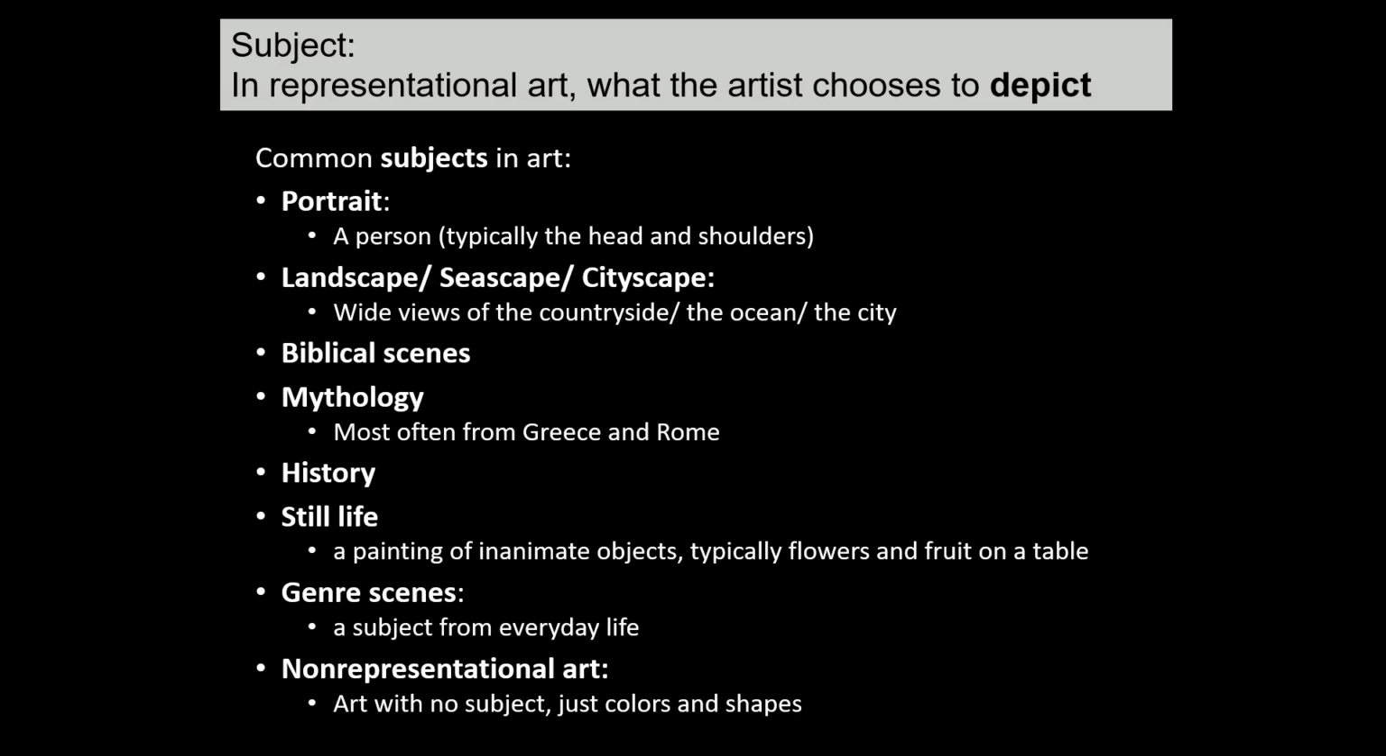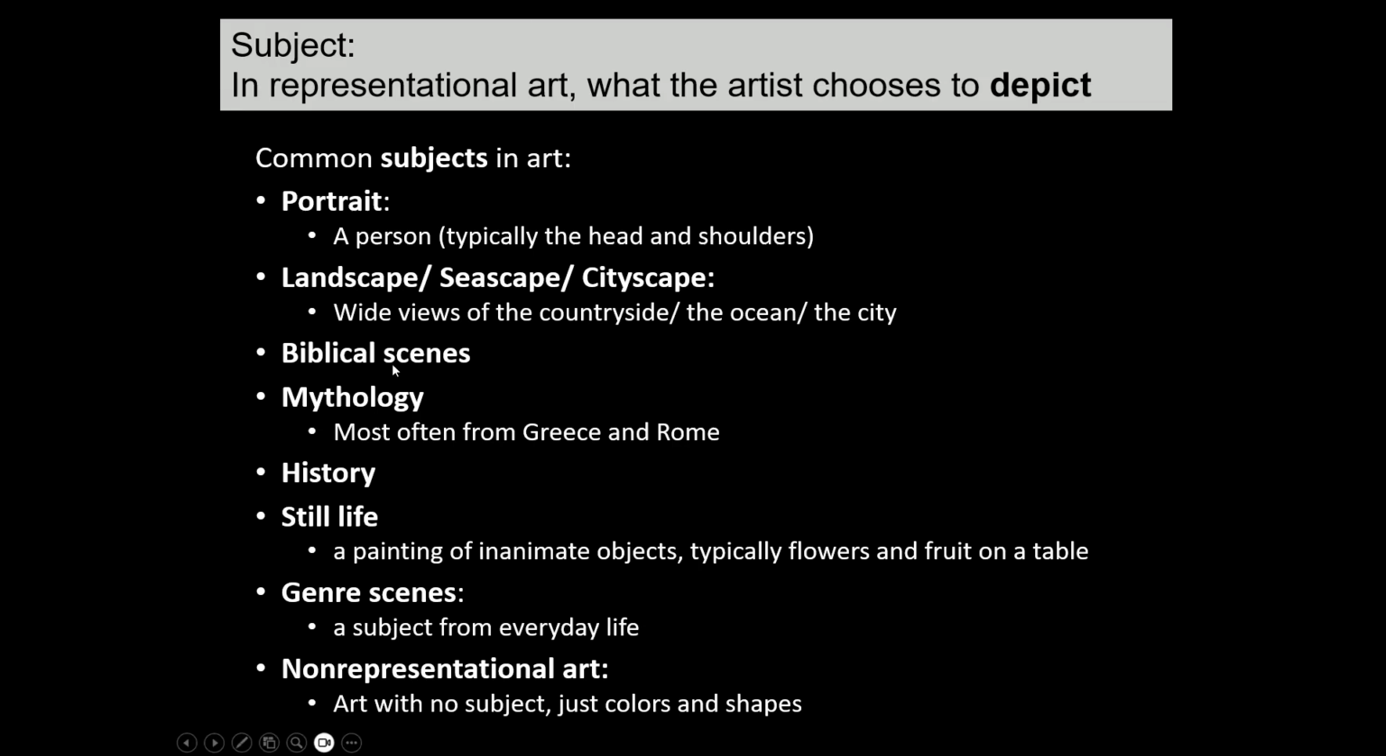As I said, another common mistake is students not understanding the subject of a work of art. That is, what the artist chooses to depict. So subject, in representational art, is what the artist is depicting, what it is an image of. Representational, by the way, is just a fancy way of saying it's a picture of something, as opposed to non-representational art, which is fully abstract. A work of art can be very abstract, but still have a subject. You can still tell what it is.